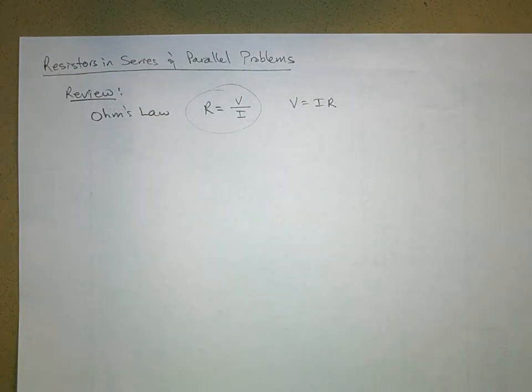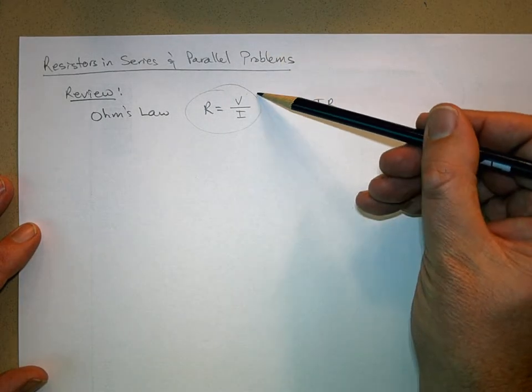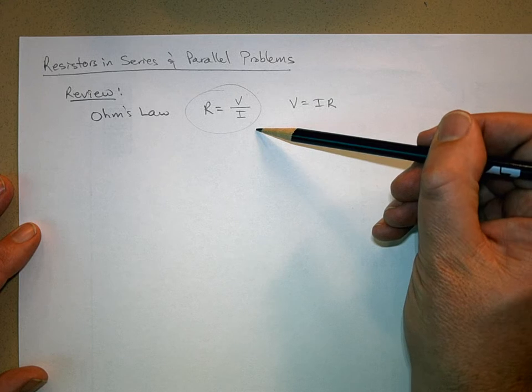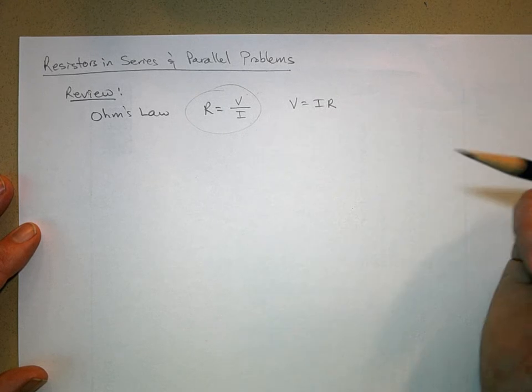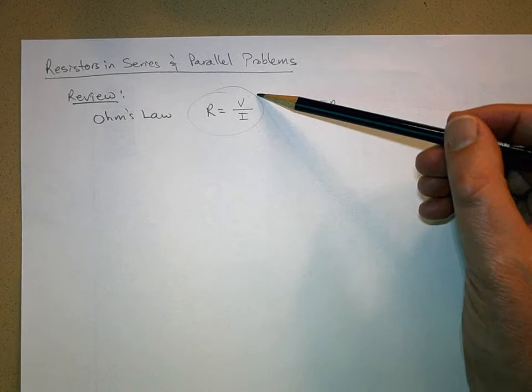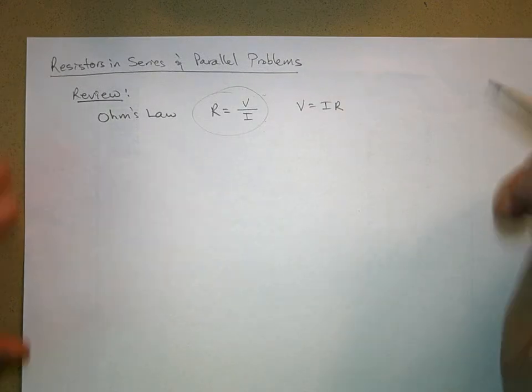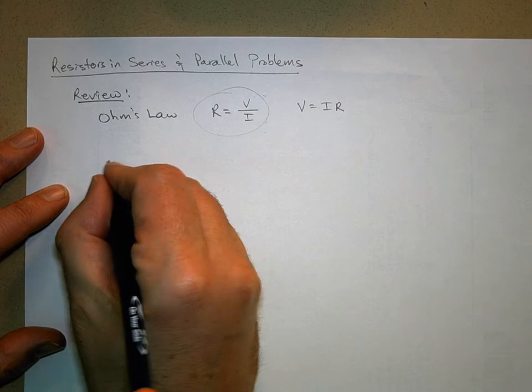What's the resistance of a circuit? The resistance is the voltage I need per amp of current to flow through it. And it kind of defines what an ohm is. A volt per amp is an ohm. And we did this for very simple circuits.